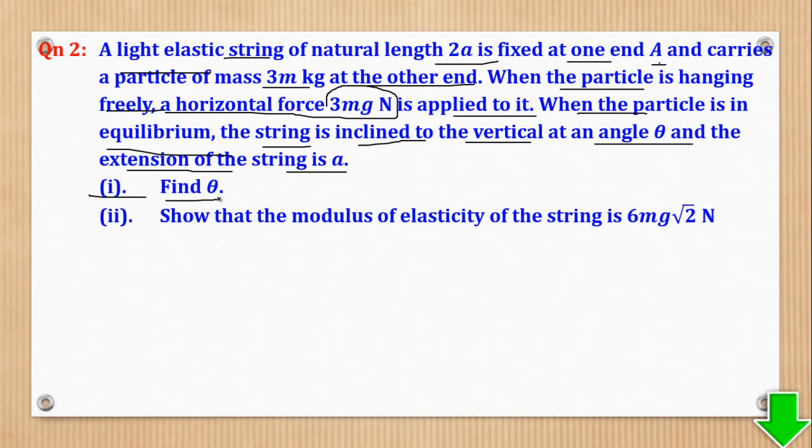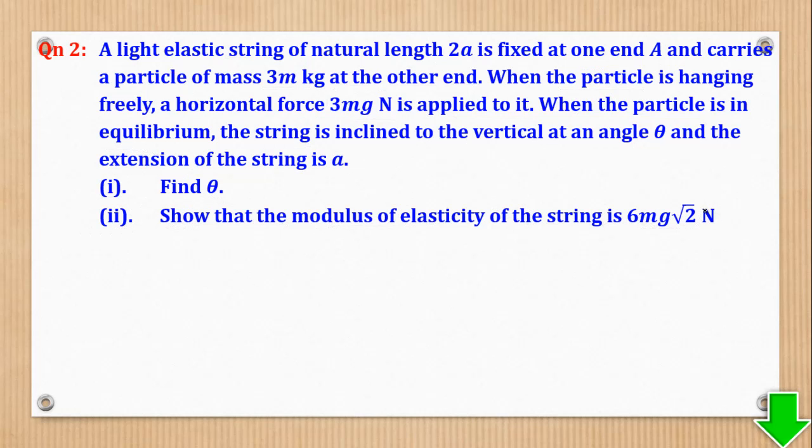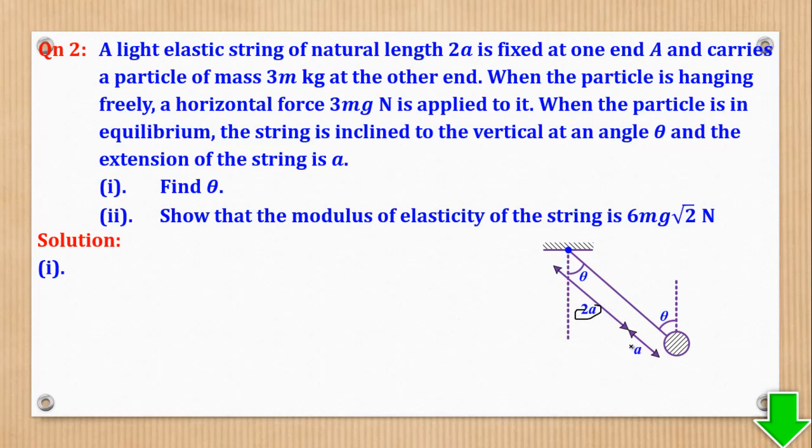Roman 1. Find theta. Roman 2. Show that the modulus of elasticity of the string is 6mg root 2 newtons. So still we shall need to make a sketch. In the sketch, there is the original length and an extension. We are told that the extension is a, the original length is 2a, and that the string is inclined at an angle of theta to the vertical.